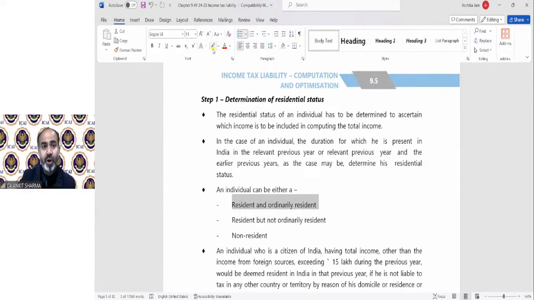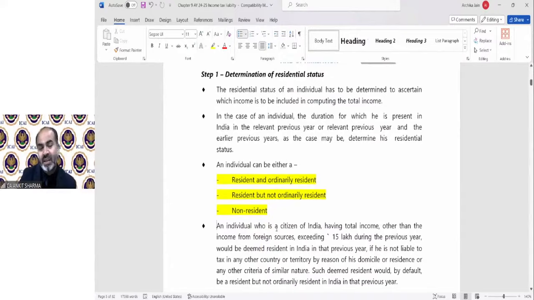These are the three classifications, out of which an individual or person can be one in every previous year. The status can also change in every previous year. So the first step, before calculating anyone's income or taxability, is to find his or her residential status in India in that particular previous year. This is the summary of the provisions discussed in chapter number two. That is step number one.